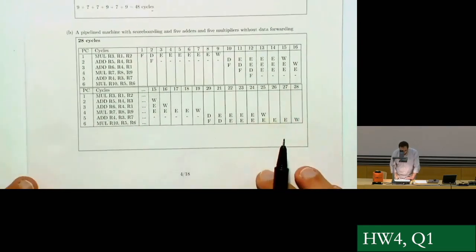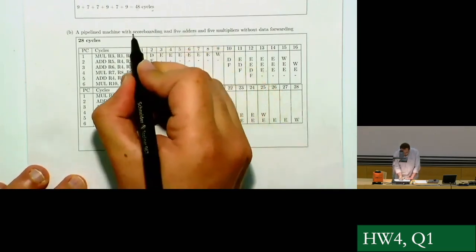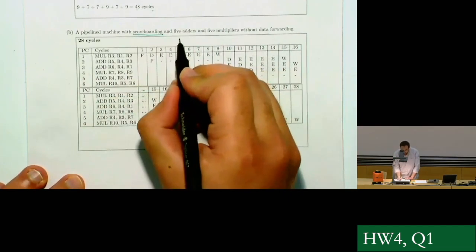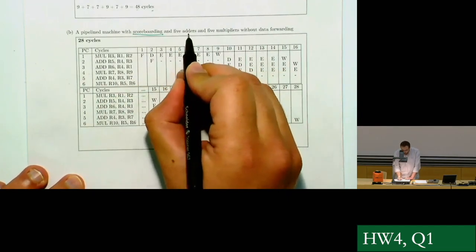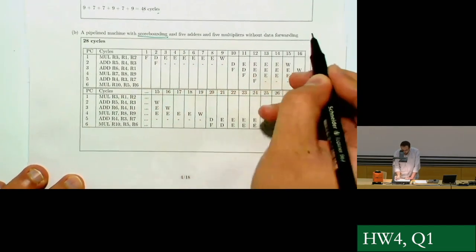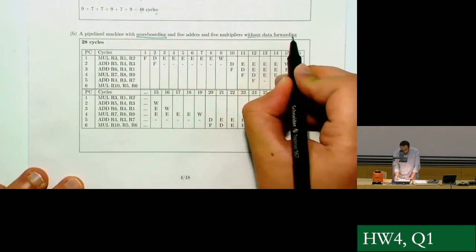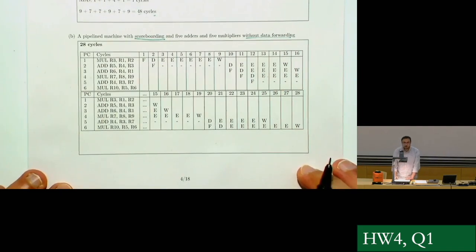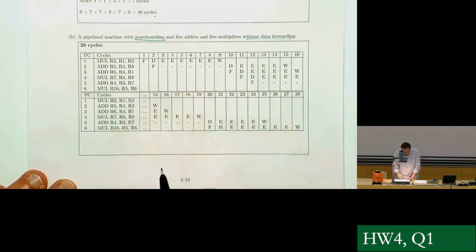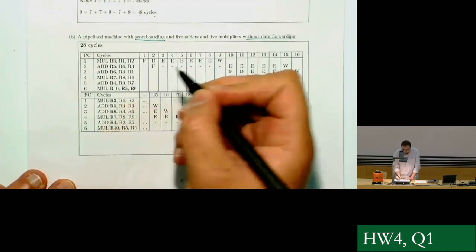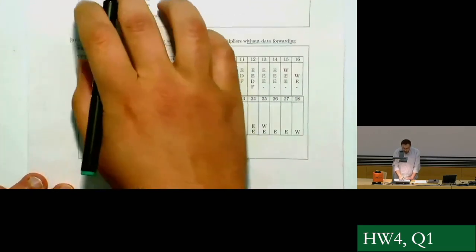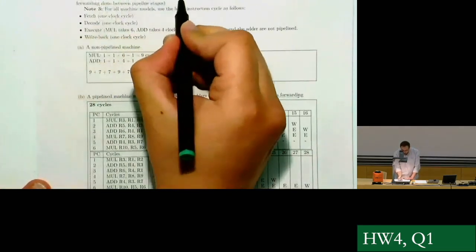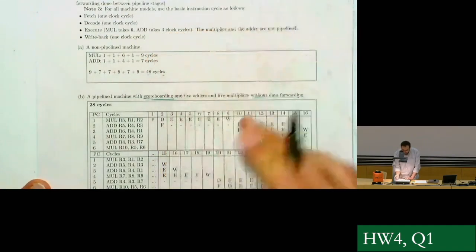In the second question, we have some configuration for pipelining. We are using the scoreboarding technique, and in our hardware, we have 5 adders and 5 multipliers. And we do not have any data forwarding, right? One thing we need to be very careful about is the data dependencies here. If you look at these registers, as noted in note 1, each instruction is specified with the destination register first.